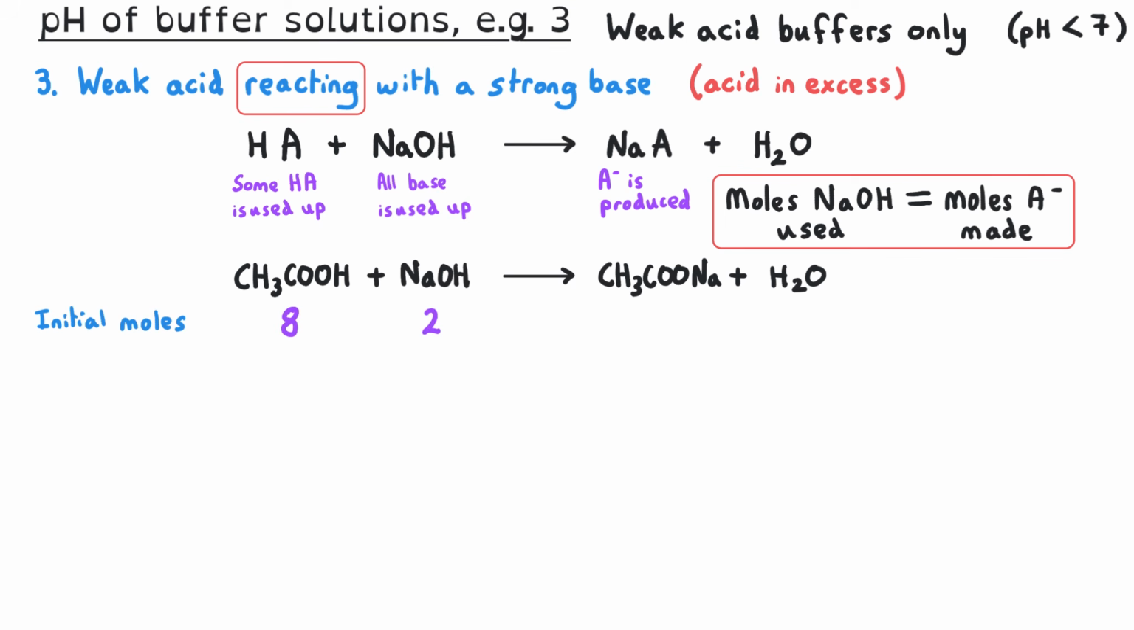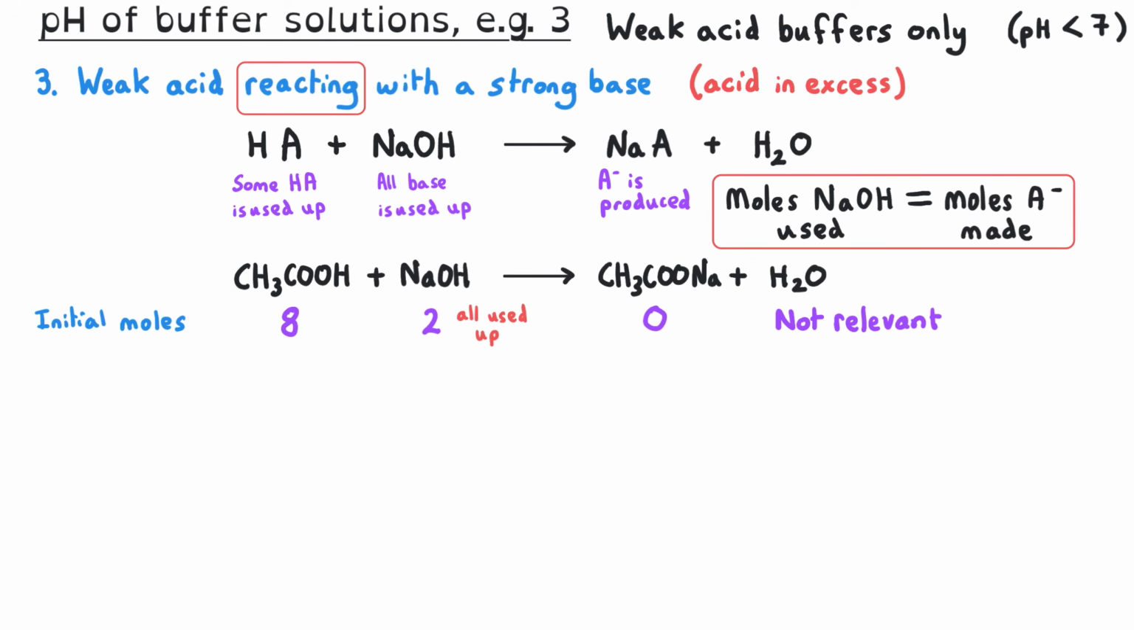You might be asked to calculate the initial moles of the sodium hydroxide and the ethanoic acid. I'm going to assume that we've done that and say that we're starting with 8 moles of ethanoic acid and 2 moles of sodium hydroxide. You won't be told anything about the salt, but we'll assume that there is none, and the water, remember, is not relevant.